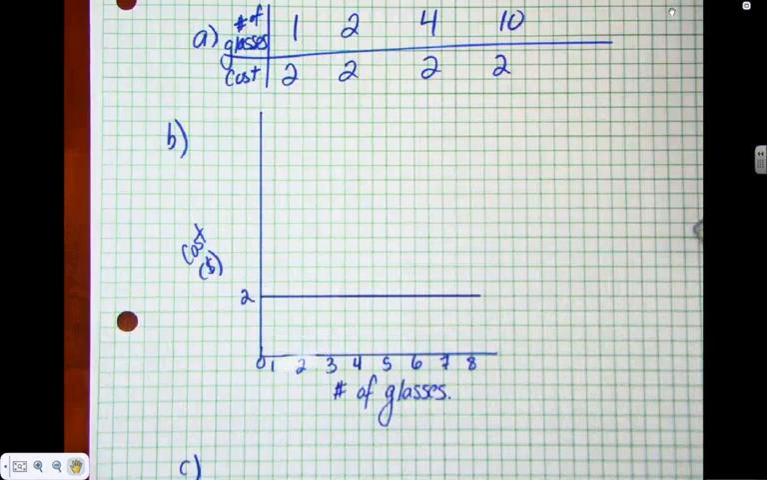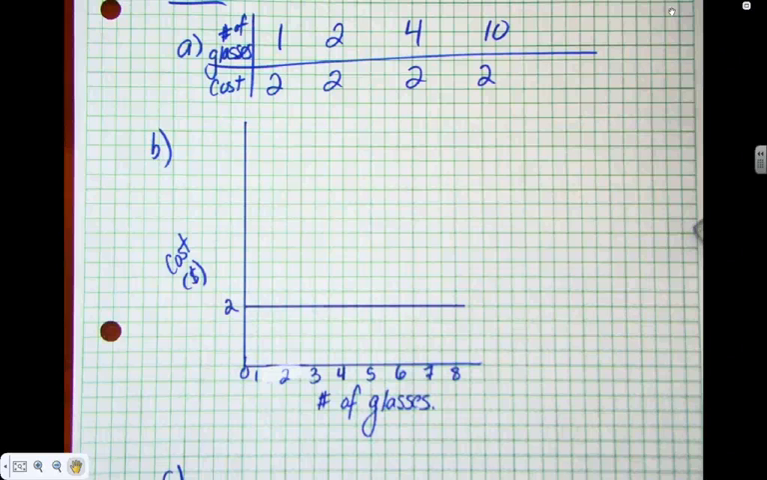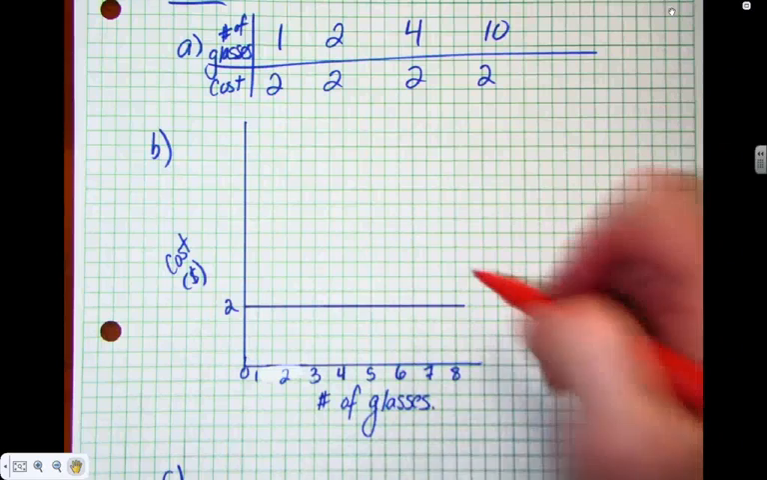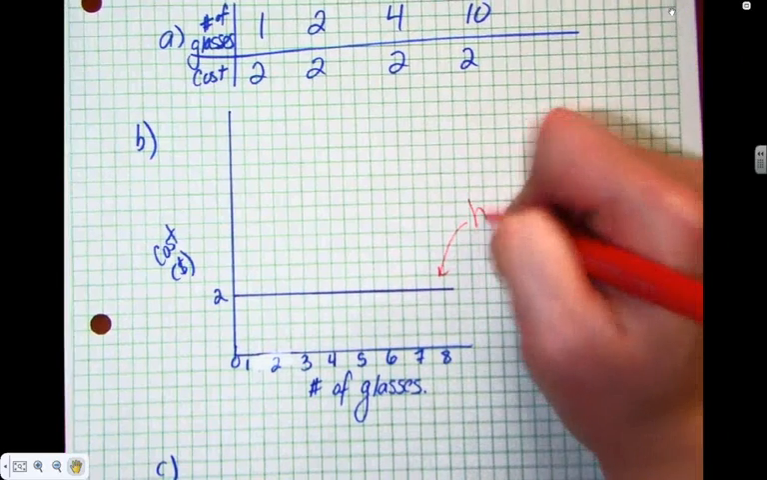Okay, take a look up here. I think I corrected most of the errors that were in the chart. Your graph should end up looking like this. What kind of line is this? Horizontal line.